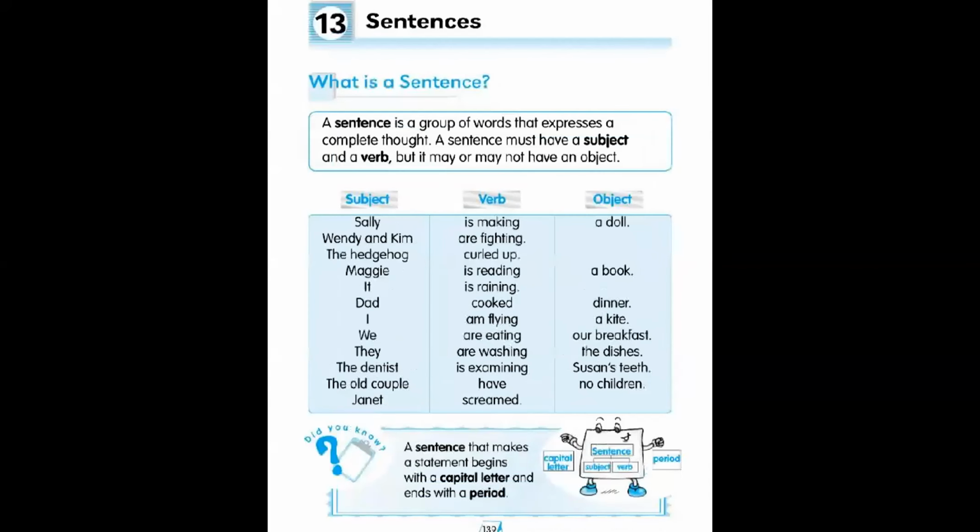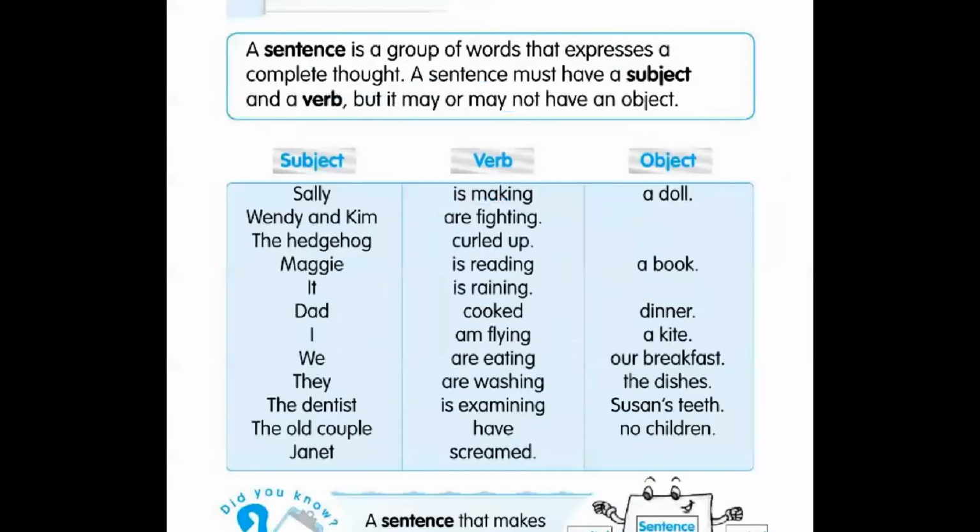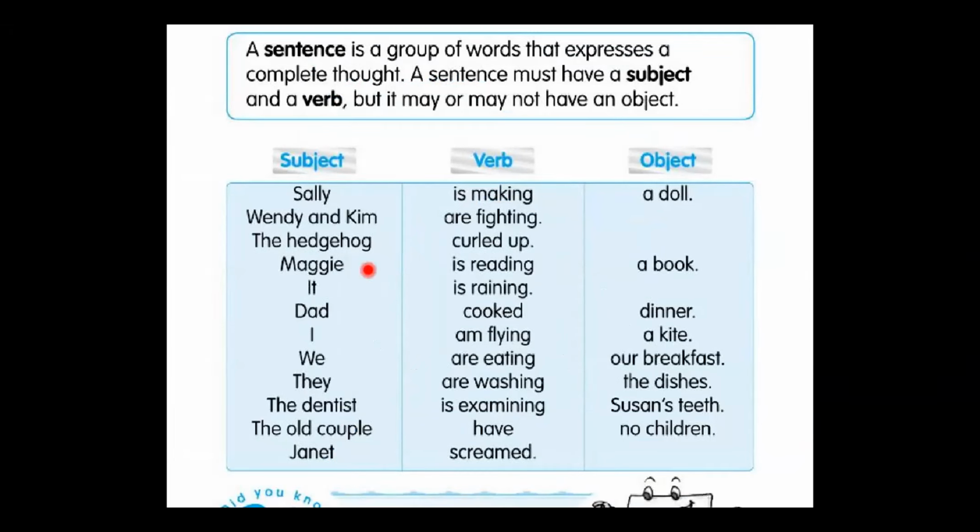So where were we? We were discussing the hedgehog, right? The hedgehog curled up. Hedgehog is a small animal, like a porcupine. It has hairs on its body, which protect it from other animals. Now next, Maggie is reading.